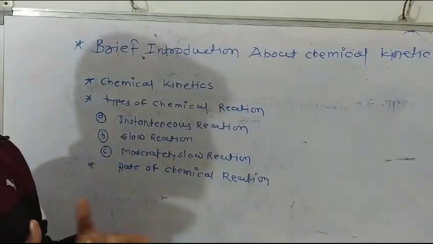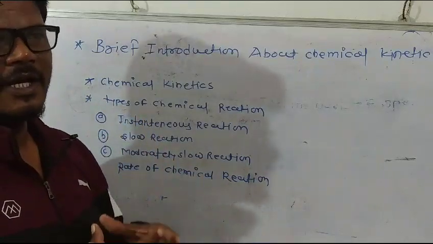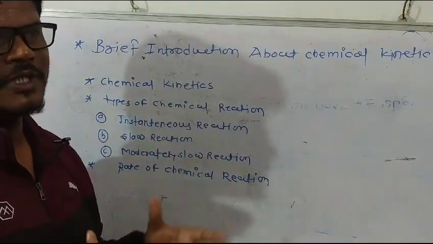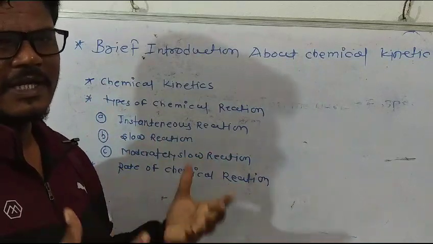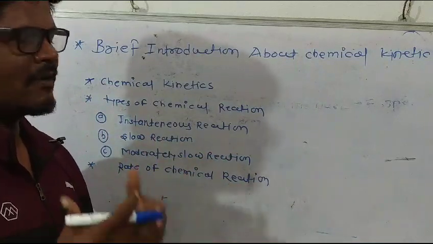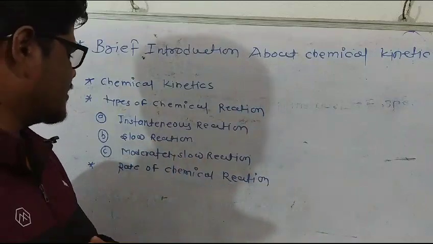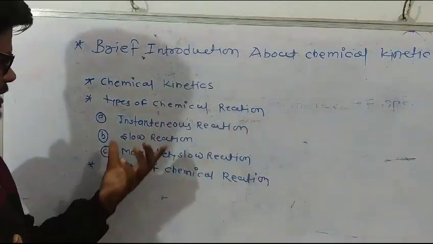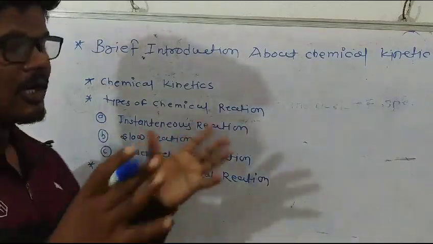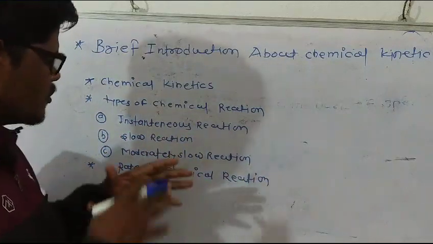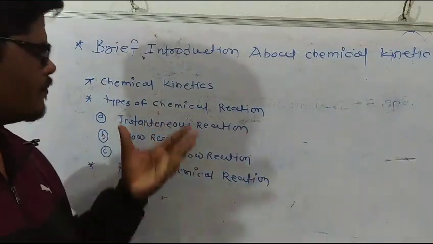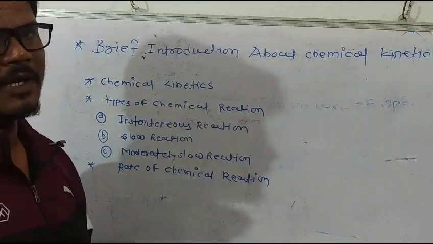After that, slow reaction means the reaction which takes too much time, nearly about 1 year, 2 years, half a year or some days. That type of reaction is a slow reaction. After that, moderately slow reactions. So one by one we will try to understand all three types of chemical reaction.